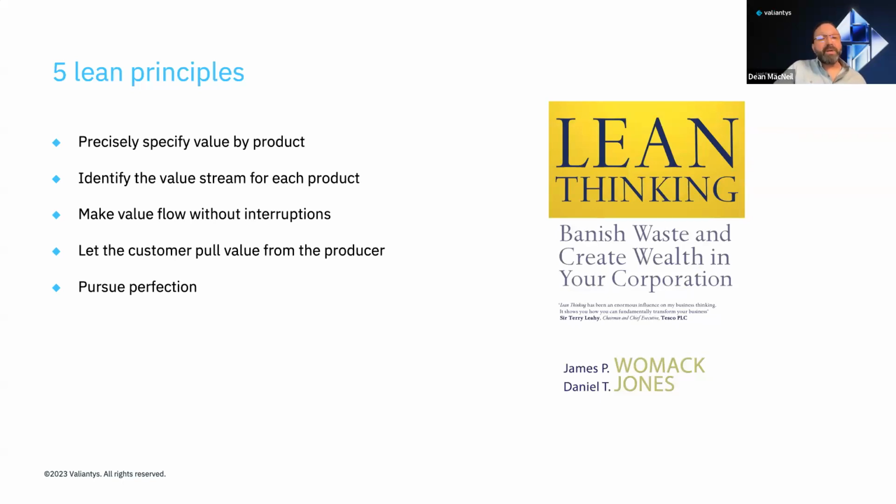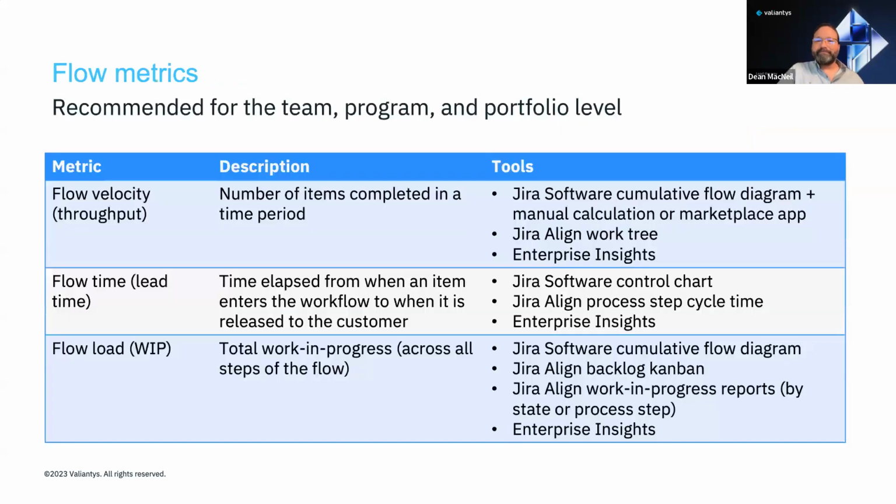This brings us to measuring flow. Flow metrics measure how efficiently an organization delivers value. The Scaled Agile Framework suggests 6 flow metrics based on Mik Kersten's Flow Framework. 3 of them can be measured at the team, program, and portfolio levels using Jira Software, Jira Align, and Enterprise Insights. These are flow velocity, flow time, and flow load, otherwise known as throughput, lead time, and work in progress.